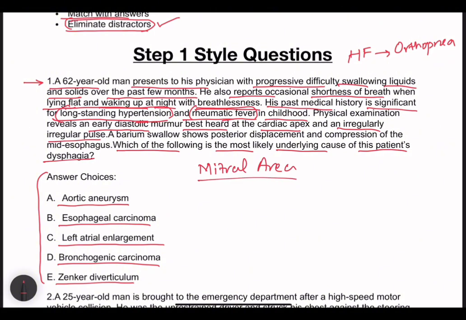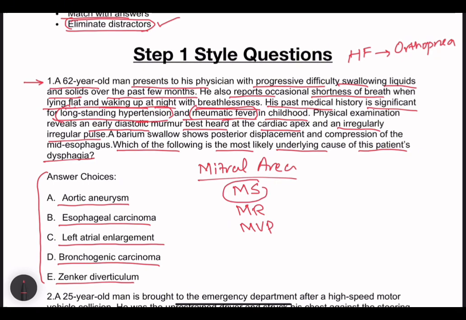There are three types of murmurs heard at this area. All of the murmurs related to the mitral valve are heard at this area, like mitral stenosis, mitral regurgitation, and mitral valve prolapse. Among all of these, only the stenotic type of murmur is the diastolic one. The other murmurs are systolic. So this patient has mitral stenosis, which is one of the late complications of rheumatic fever.